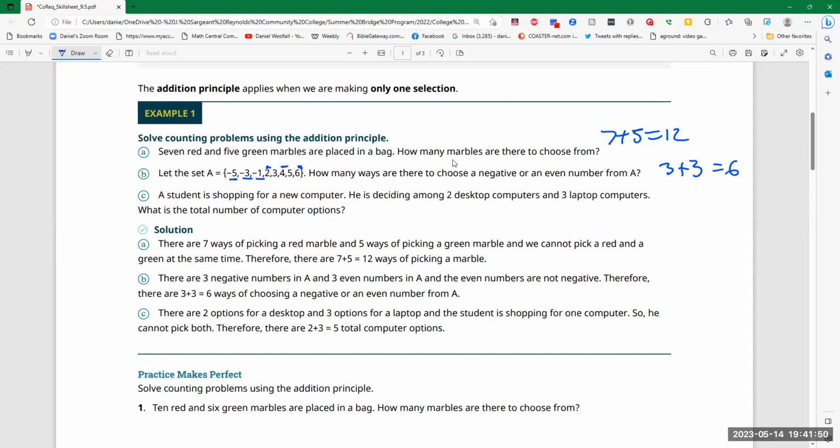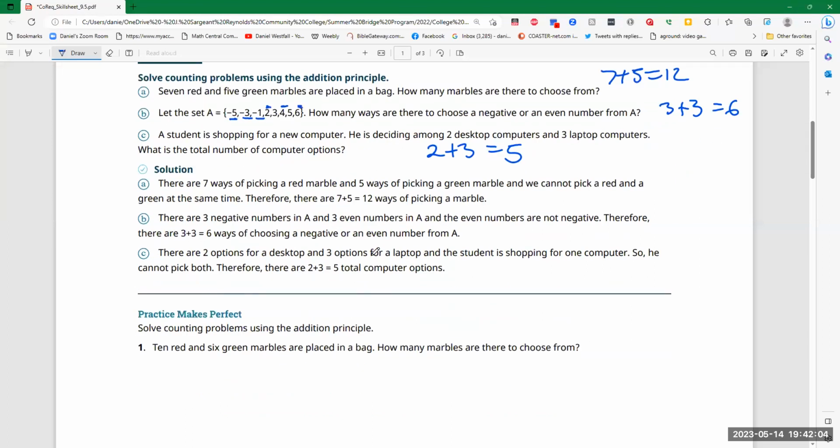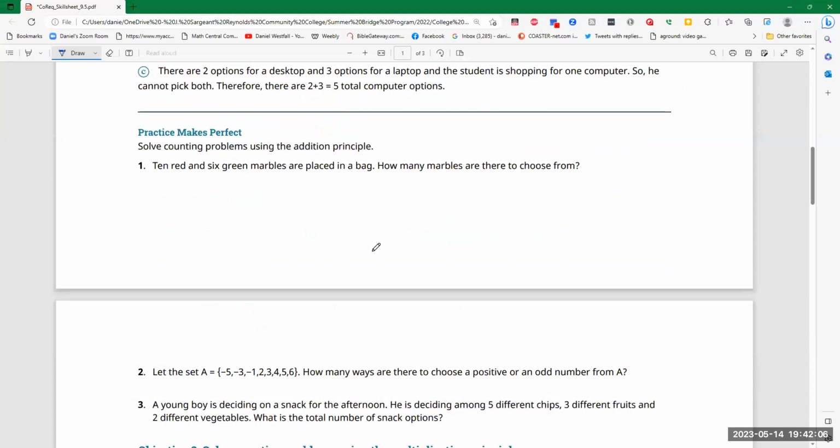A student is shopping for a new computer. He's deciding from 2 desktop computers and 3 laptop computers. What are the total number of options? 2 plus 3 is 5. Very simple problems here today. And you see that all that work was done there for you as well. So solve the counting problems using the addition principle.